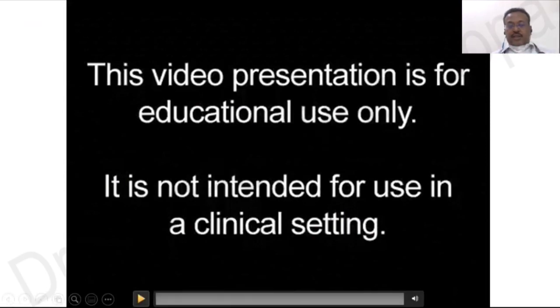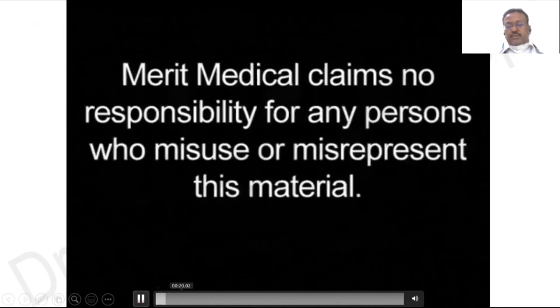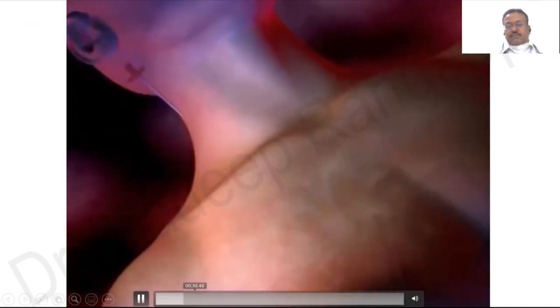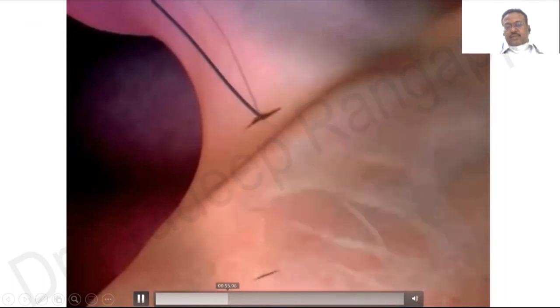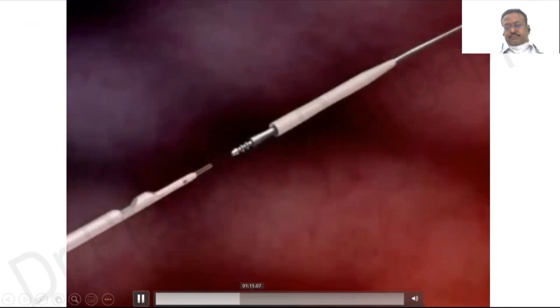So I'll just show you a very quick video on the tunneled catheter. This is something which we, as intensivists, wouldn't do, but it is good to have a look at the video as to how a tunneled catheter is put in. I'll just take you very quickly through this video.